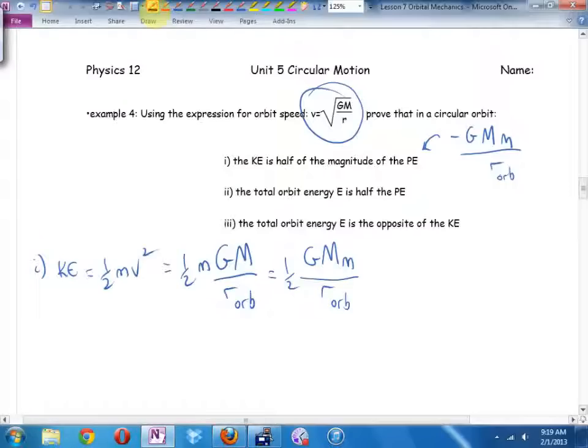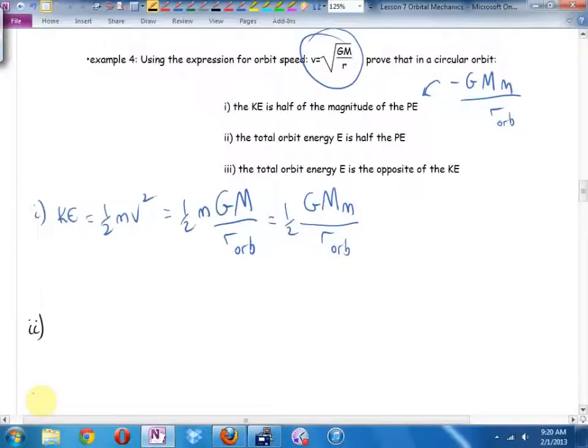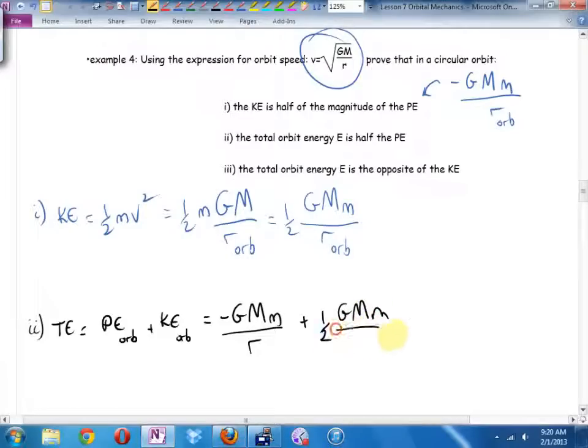It also says prove that the total energy is half the potential energy. Well, total energy in orbit is potential energy in orbit plus kinetic energy in orbit. Check. Which is going to be negative big G, big M, little m all over R, plus, now I was going to write a half mv squared, but you know what I'm going to write instead? My expression right above there. A half big G, big M, little m over R.